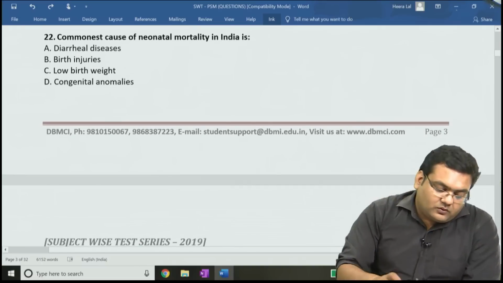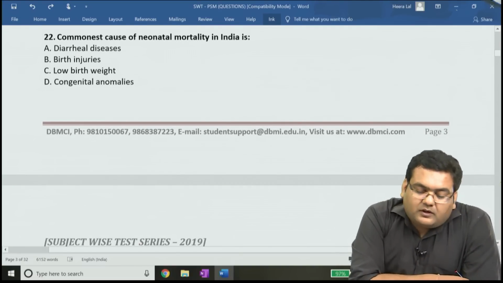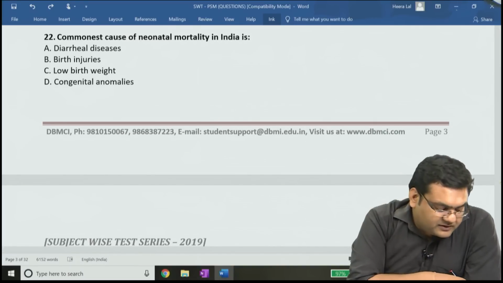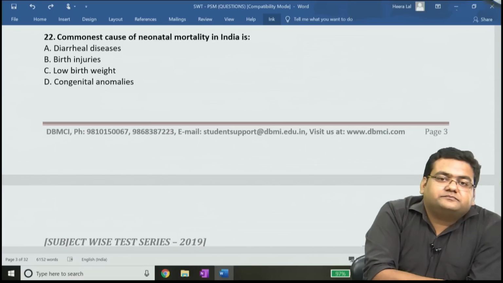Question number 22. Commonest cause of neonatal mortality in India. Correct answer is option C, that is low birth weight.